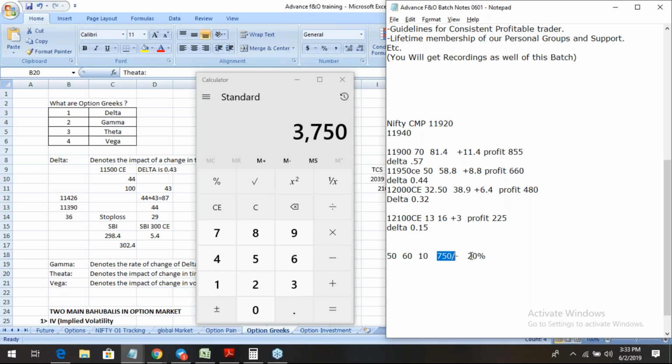Understood? If you are getting 20% within 15 or 20 minutes, max to max, is it good or bad? But you have to manage your risk. If you are buying 10 lots, how much profit will you get? 750 into 10, 7,500, right? How much capital do you require? 50 into 750, 37,500. On 37,500, you are getting 7,500. In how much time? Just 10-15 minutes.